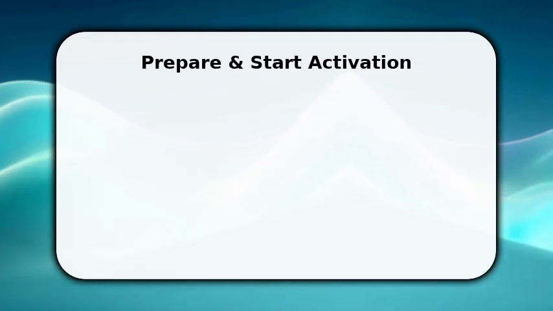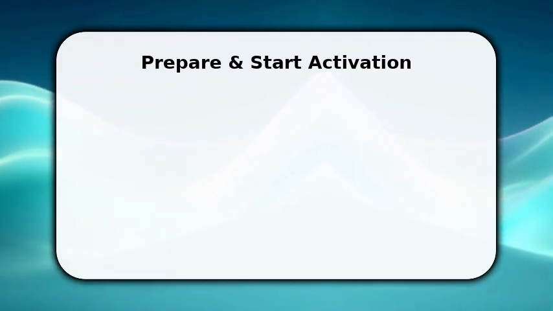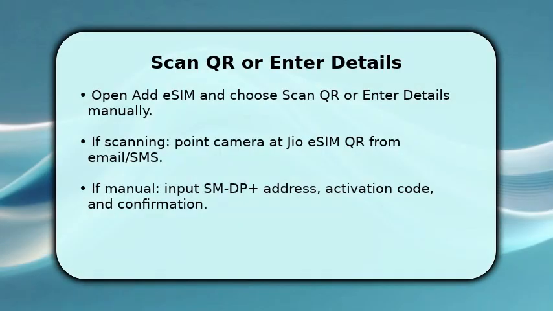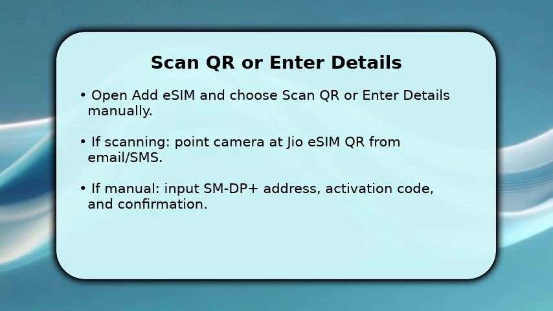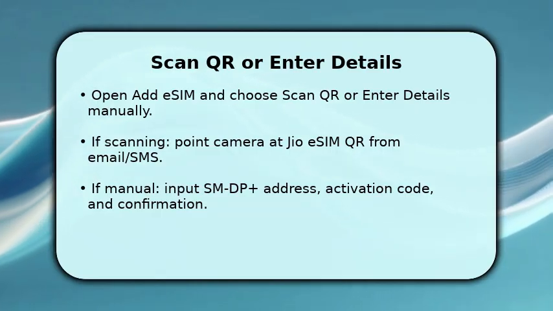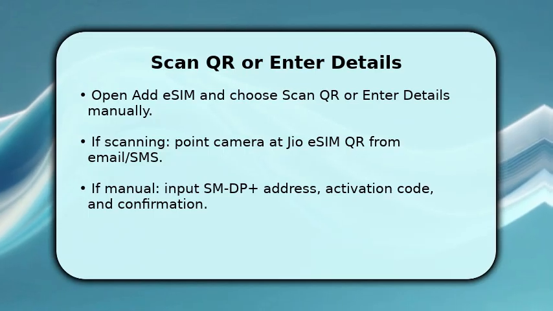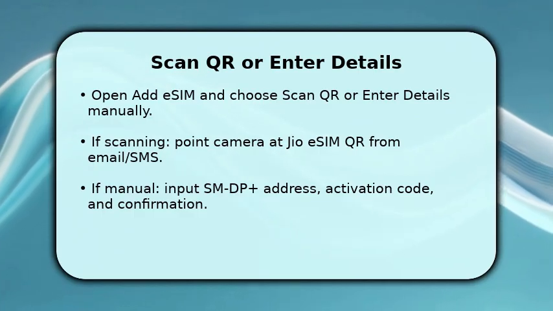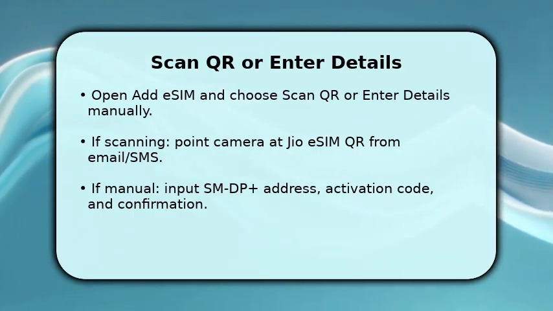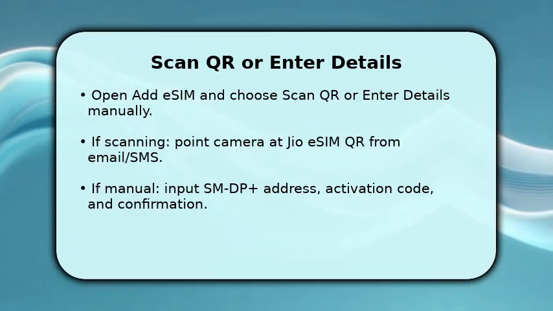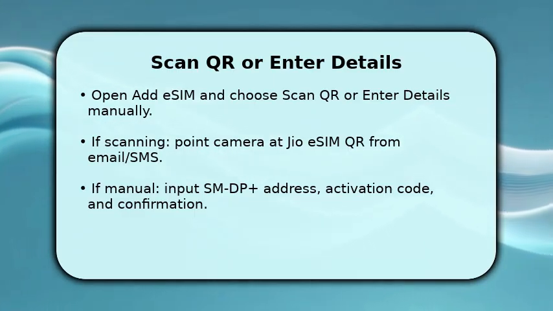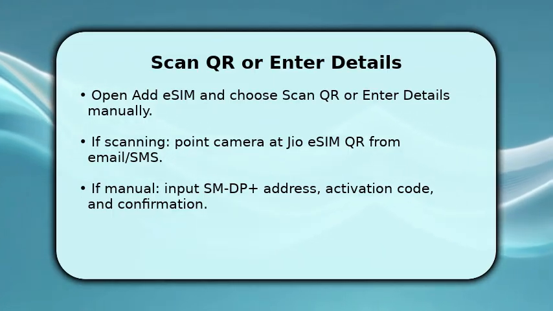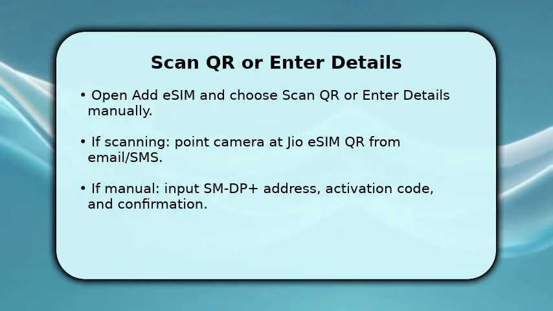Now open the phone's cellular or mobile data settings and choose Add eSIM to start the provisioning process. You'll continue by either scanning the QR code Jio sent via SMS or email, or entering the eSIM details manually. Both methods achieve the same provisioning. When scanning, point the camera steadily at the QR code and wait for the phone to recognize the profile. Make sure the code is clear and not cropped. If you enter details, carefully type the SM-DP+ address, activation code, and any confirmation code exactly as provided.